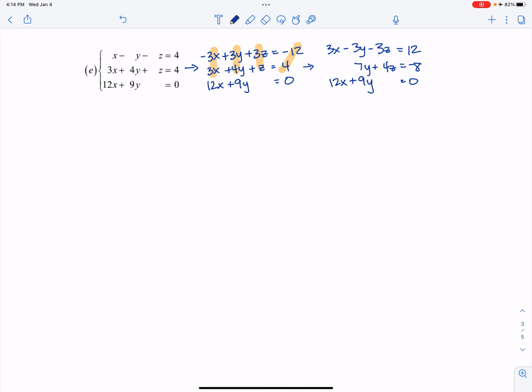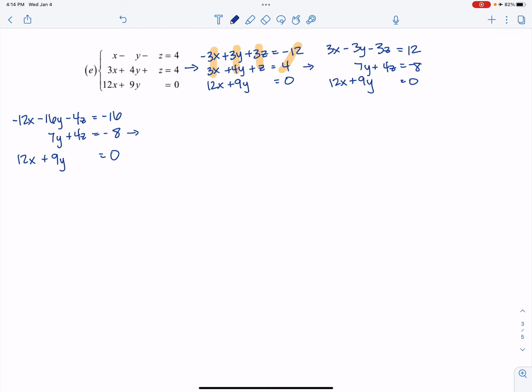And then in order to get rid of that 12x, we'll have to multiply the top by a negative 4. So we'll have negative 12x minus 16y minus 4z equals negative 16. Middle stays 7y plus 4z equals negative 8. And then we're going to eliminate that 12x, 9y equals 0.